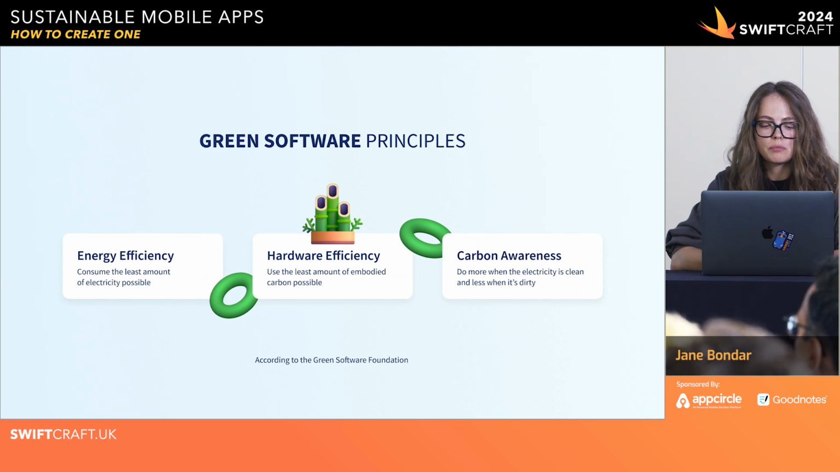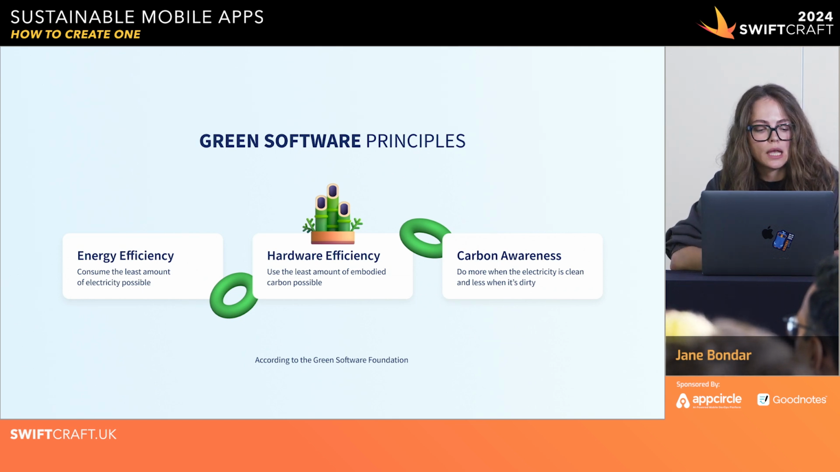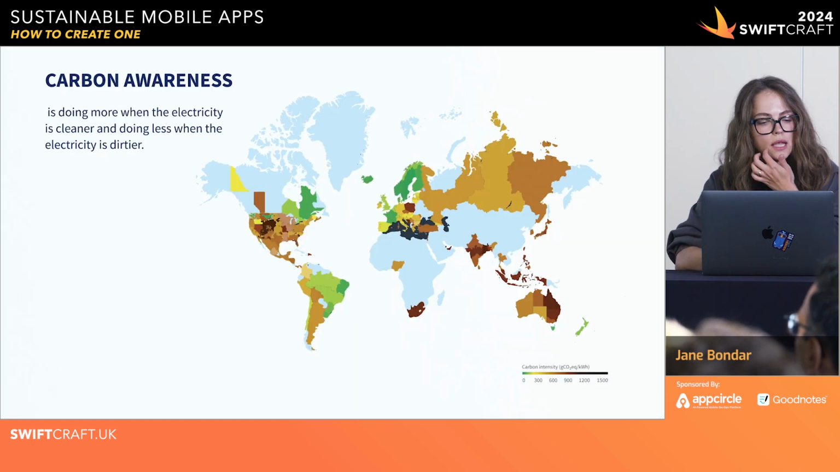So the principles I've mentioned are energy efficiency, carbon awareness, and hardware efficiency. They mean using less physical resources, less energy, as well as using energy in a more intelligent way, let's say. They are stack agnostic, so it's more like a mindset, like a vector, and we'll now take a closer look at each of them and their potential in reducing carbon for mobile apps specifically.